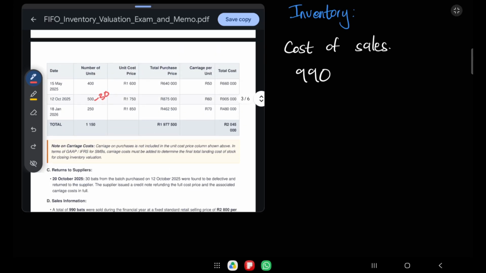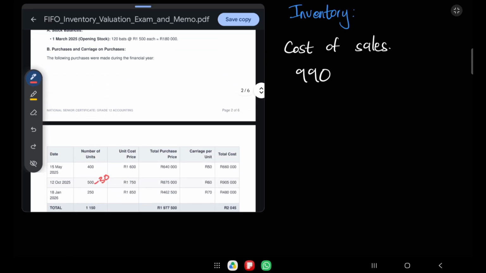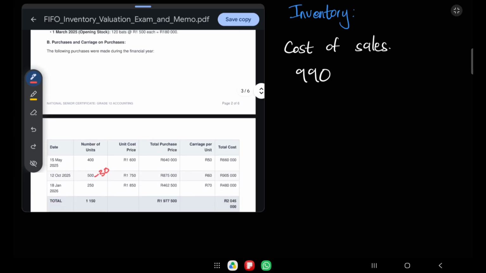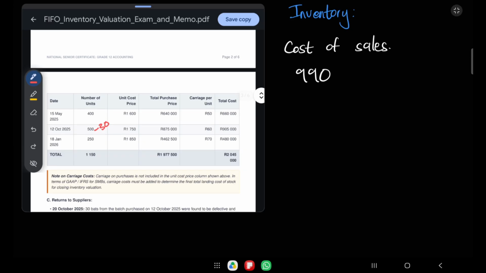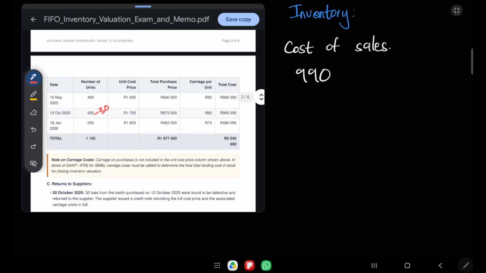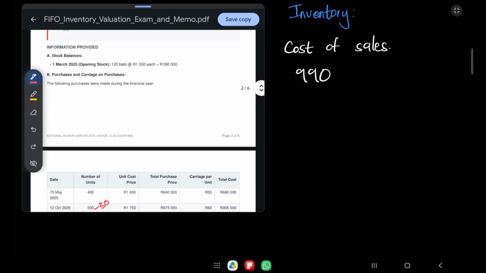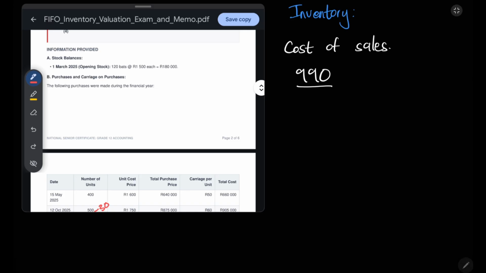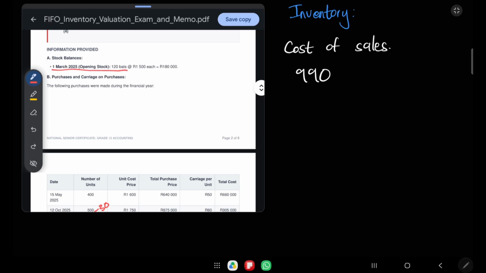Now let's start from the top. We said 990, right? You have to come to this information, the purchases and carriage on purchases information. In B, we have our purchases and carriage on purchases. Okay, so we probably have to multiply this 990 with our cost price. Now, where do we start? We'd start from the first items that we had. In FIFO, it's first in, first out, meaning when you buy something first, you want to sell it first. In this case, we sold 990 units. So we should most probably start here in our opening stock.